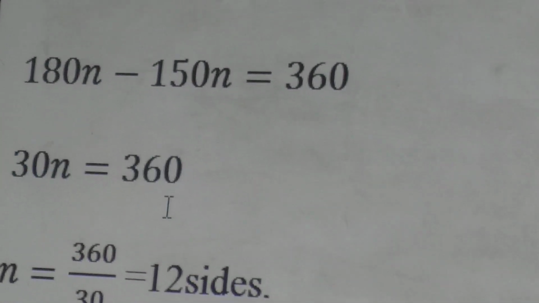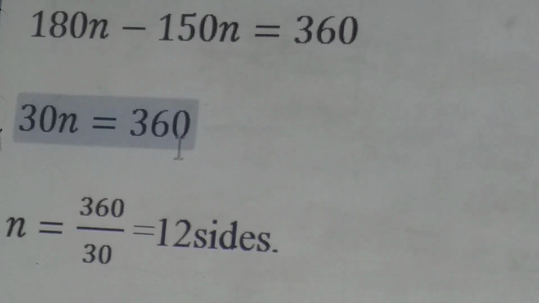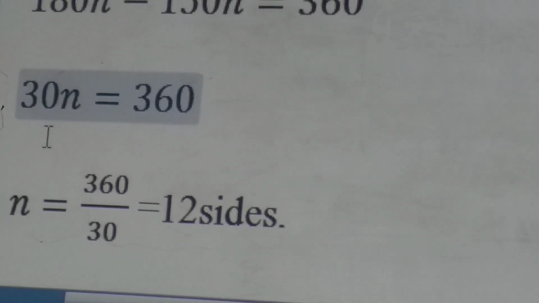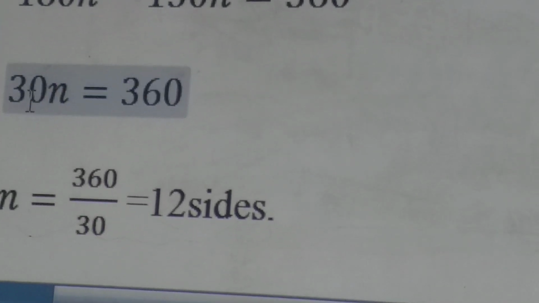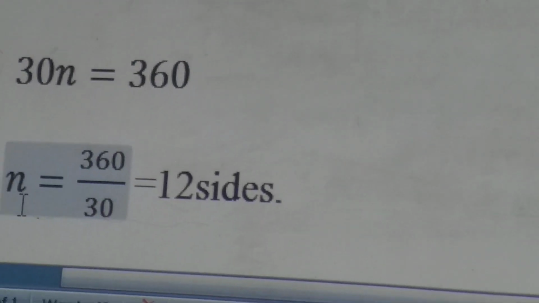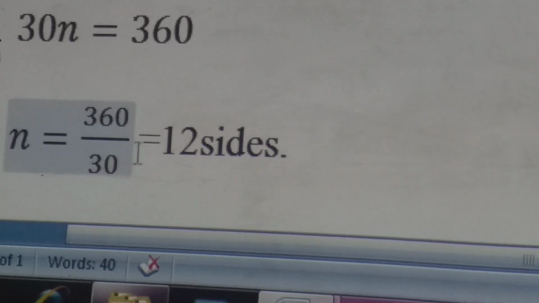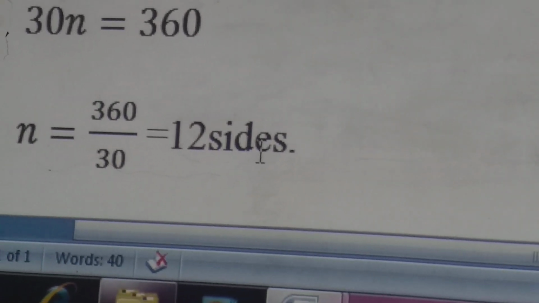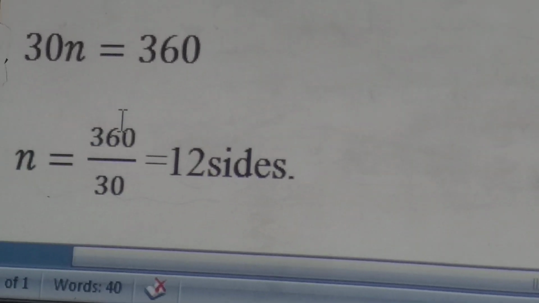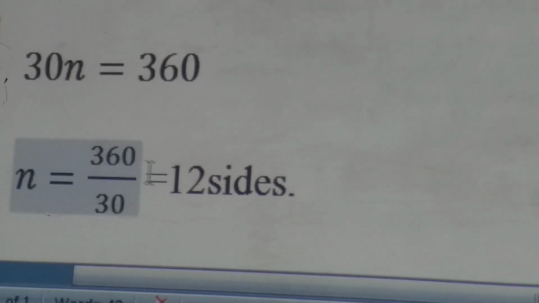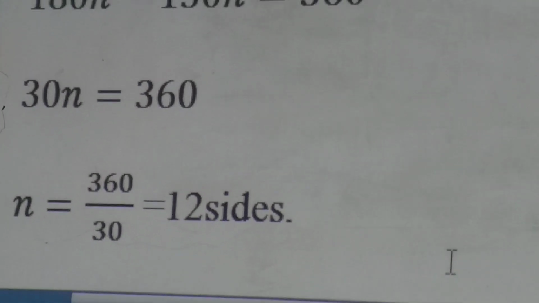Our 30n is equal to 360. We divide both sides by 30, so that 30 and 30 cancel off. We are left with n equal to 360 over 30, which is equal to 12 sides. We were calculating n as the number of sides, so n is equal to 12 sides.